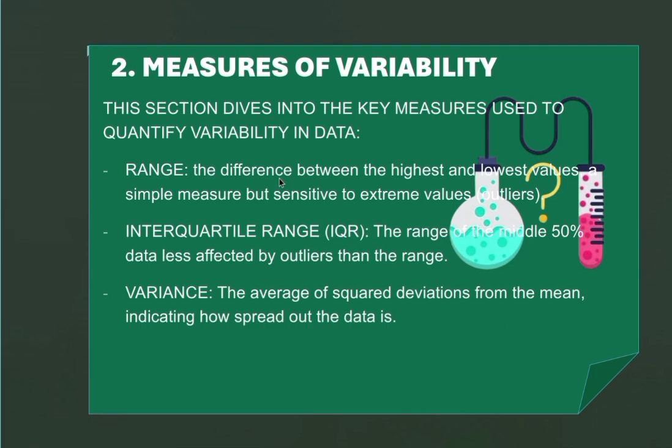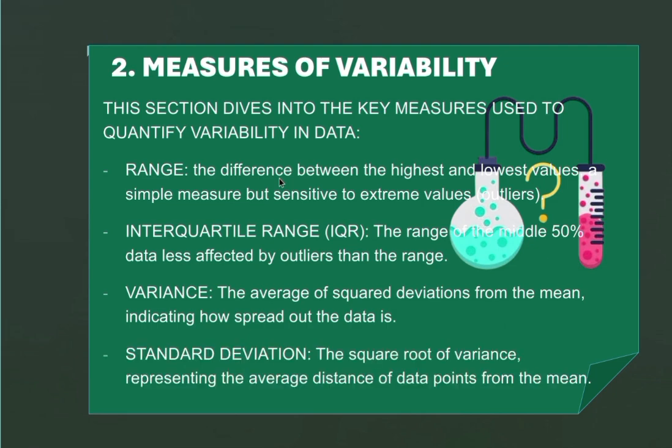Variance: the average of squared deviations from the mean, indicating how spread out the data is. Standard deviation: the square root of variance, representing the average distance of the data points from the mean.